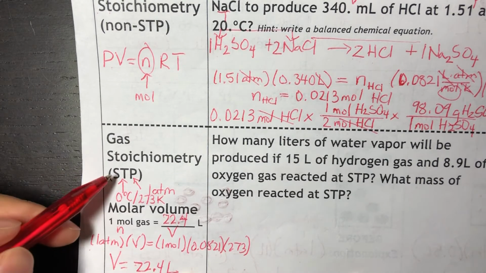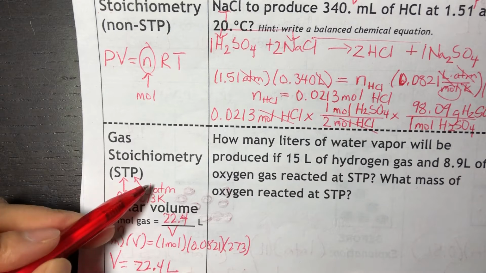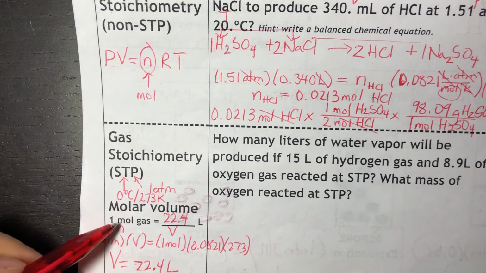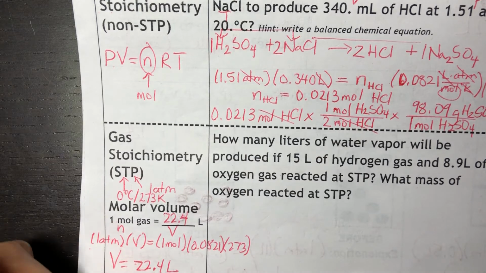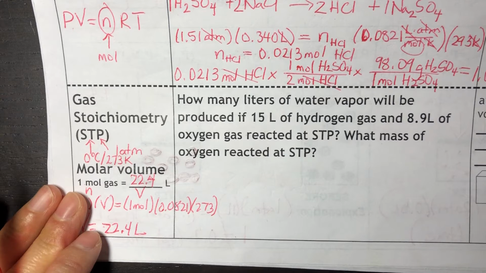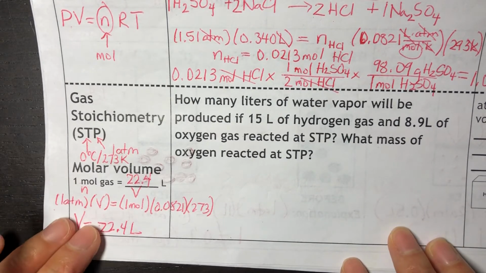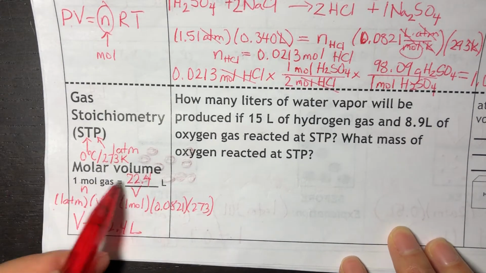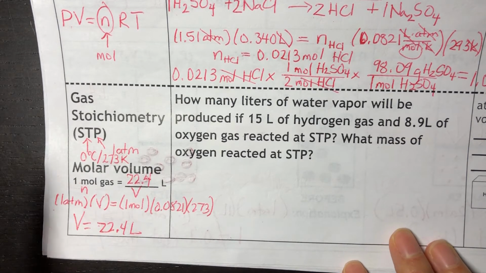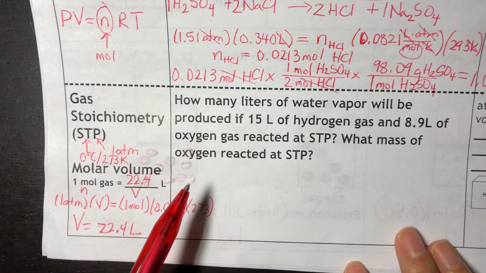So as long as we're at STP conditions, where it's 1 atm and 0 degrees Celsius, our volume for every 1 mole is always going to be 22.4 liters. Now this makes it really easy for us, because now we have a converter. This is our converter for STP conditions. So let's go ahead and take a look at this.